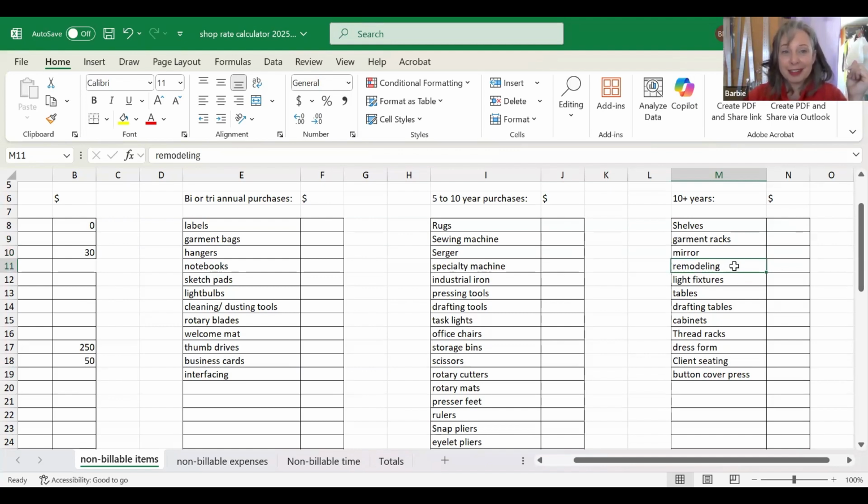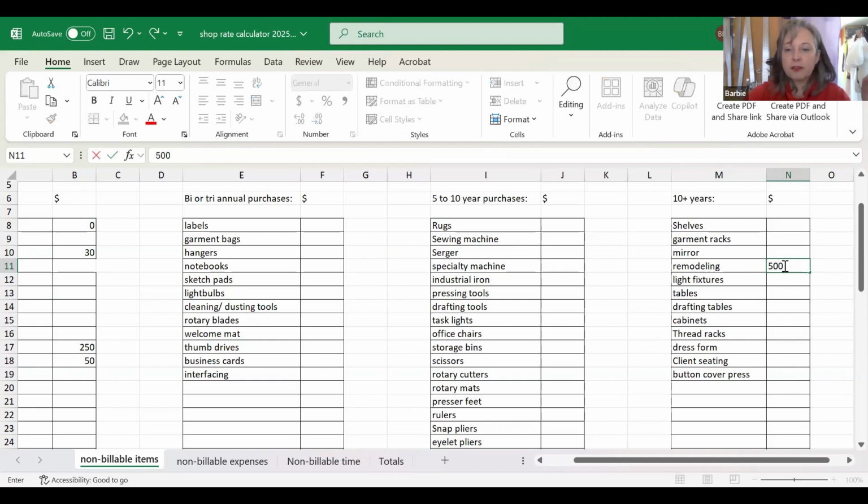You can put your remodeling in here. If you want to remodel your room every 10 years, you can put the cost of remodeling in here. Even if you want to allow, say, $5,000 to remodel your sewing room, put that in there. If you're going to spend that every 10 years, if you want to put $10,000 in there, whatever you feel is a reasonable amount, put it in there for the future.